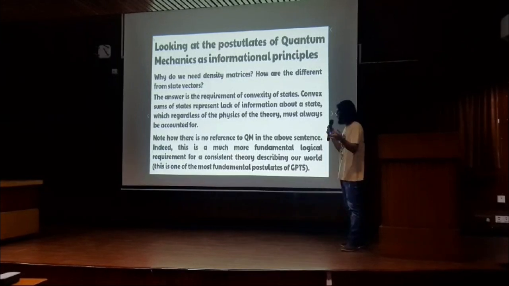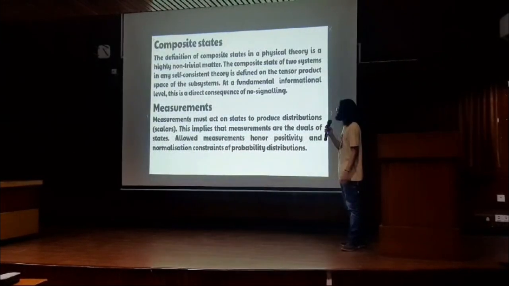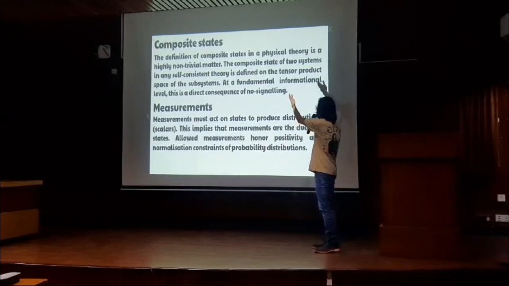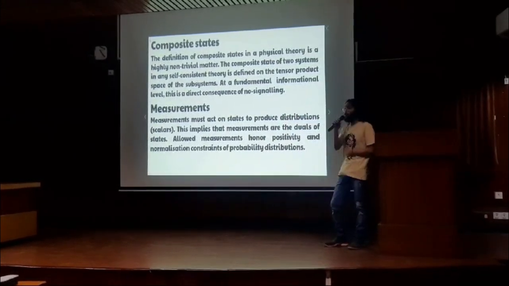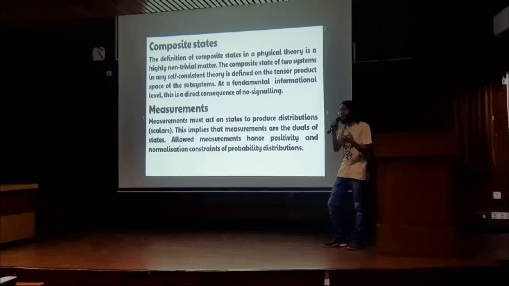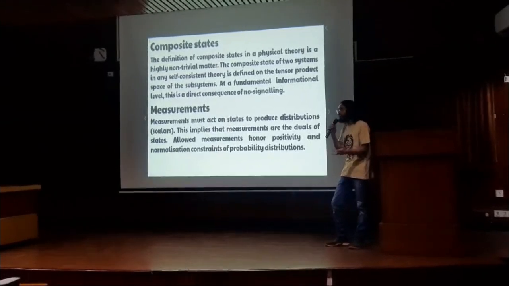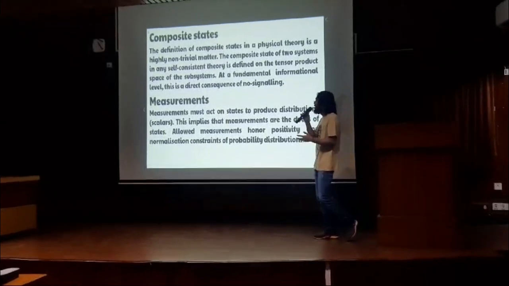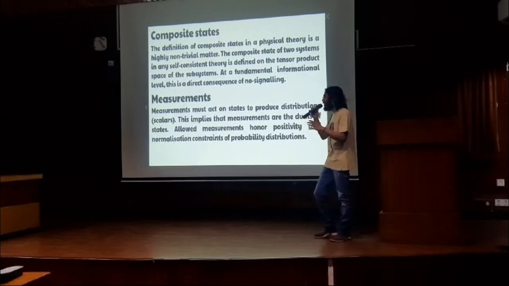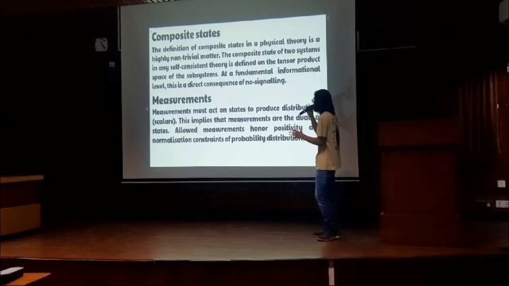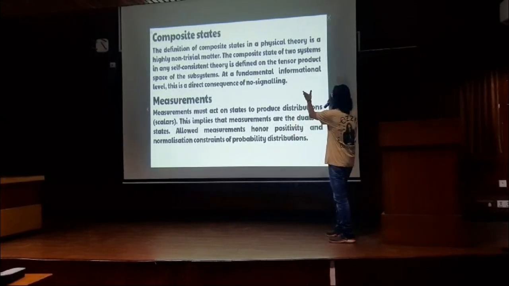Could you just go to the next slide? These are two of the other postulates. So one of the postulates of quantum mechanics is the fact that the composite system of a particular state is described in the space that is defined by the tensor space of the individual subsystems, right?